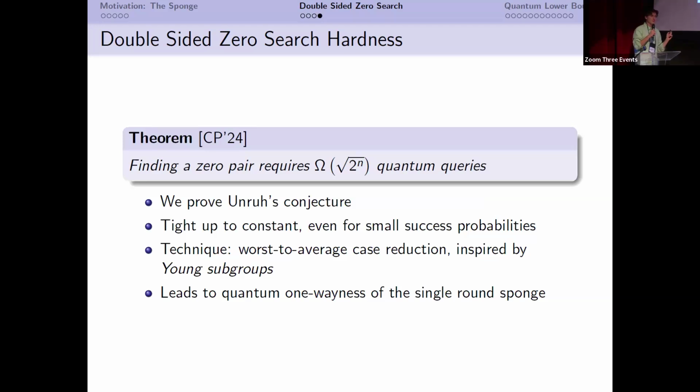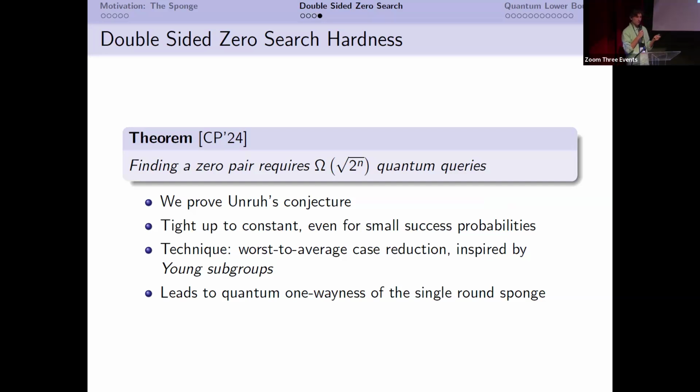And the main result I want to tell you about in our paper is how we prove this conjecture and show that the trivial Grover speedup is the best you can do for finding zero pairs when you can make two-way queries to a permutation like this.